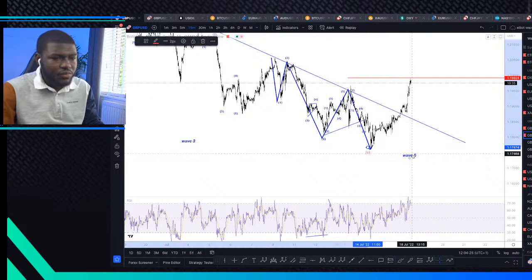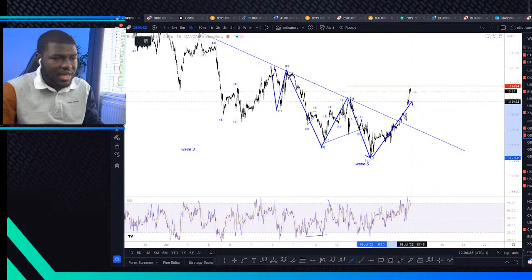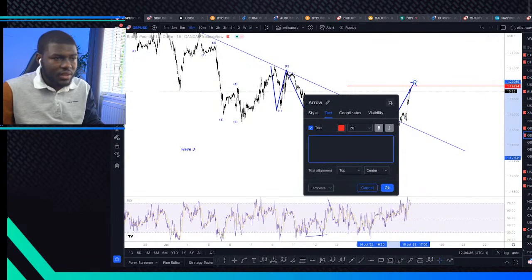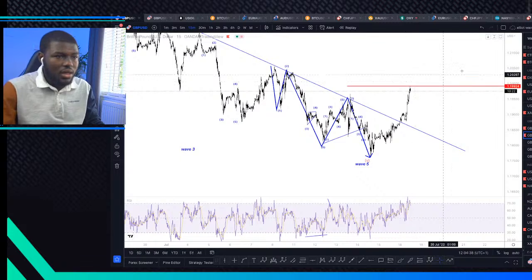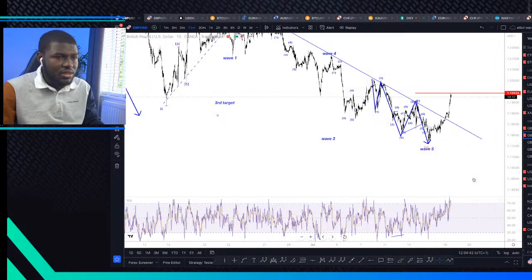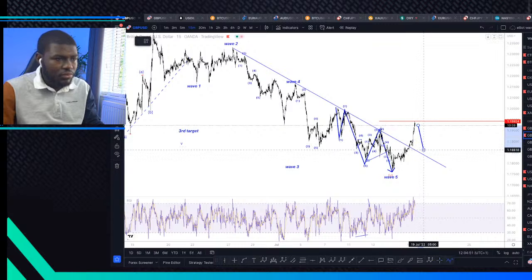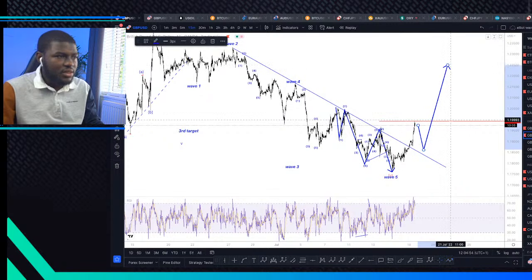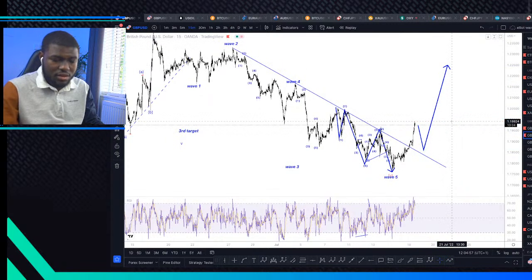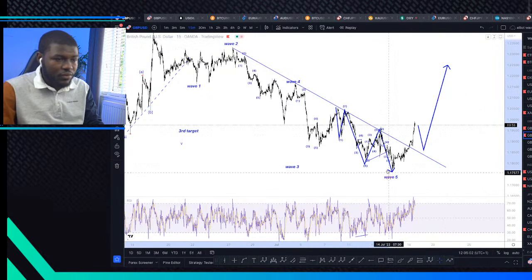So wave 5 has completed there, so a new cycle has started. The new cycle that started right from this low here to this high looks very much like an impulse, and I have traded the first leg of the impulse. What I'm waiting for now is a wave 2 of the impulse to occur. So when price comes back a little bit for a pullback for wave 2, then I'm going to trade wave 3, which used to be the longest move in an impulse move.